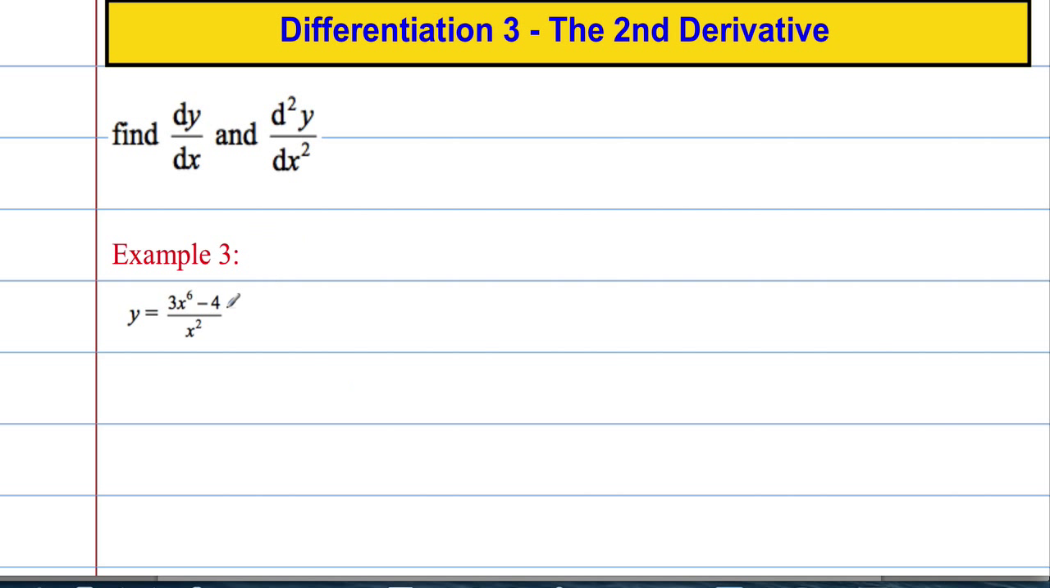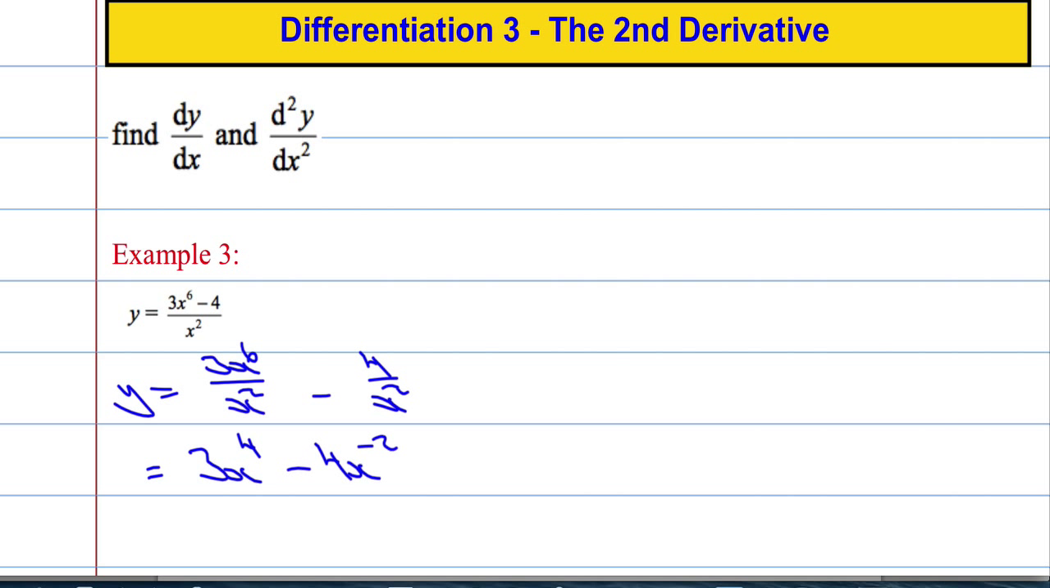Another example, so we've got y equals 3x to the 6 minus 4 all over x squared. And you may remember from the last video, when I've got something like this, it helps me to split it into two fractions. So 3x to the 6 over x squared, subtract 4 over x squared. I'm going to try and write everything in index form in one line. So x to the power 6 over x squared is x to the power 4, so we get 3x to the power 4, and then I can bring this x up and change it to a negative 2, so minus 4x to the negative 2.